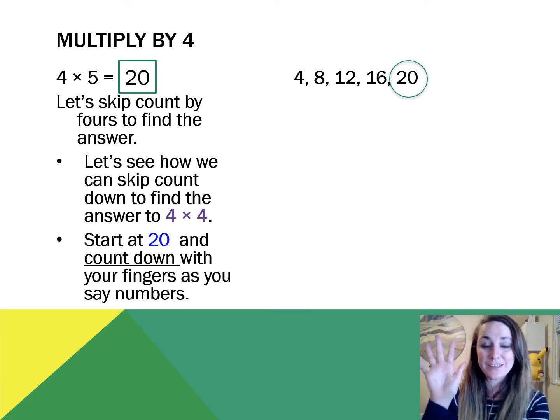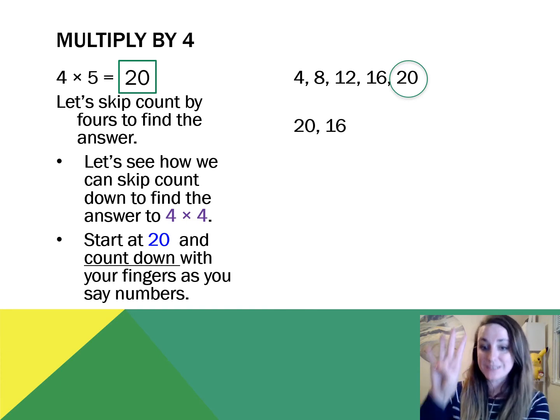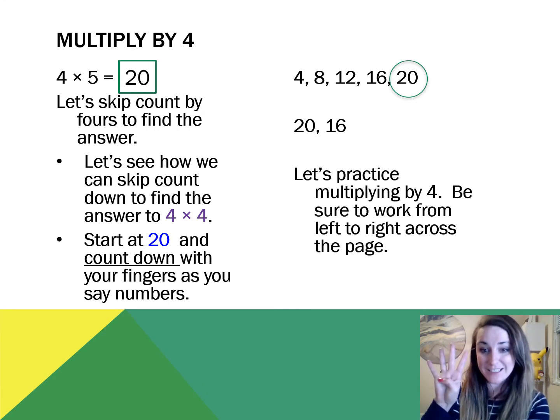Now, let's see how we can skip count down to find the answer of 4 times 4. Keep 5 fingers up. We'll put down 1 finger in order to solve 4 times 4. Let's start at 20. 20, 16. 4 times 4 is 16.